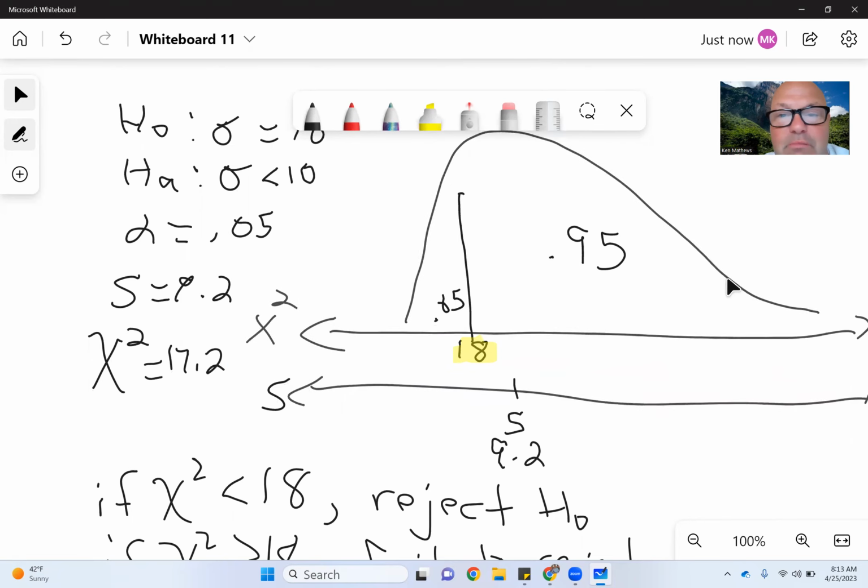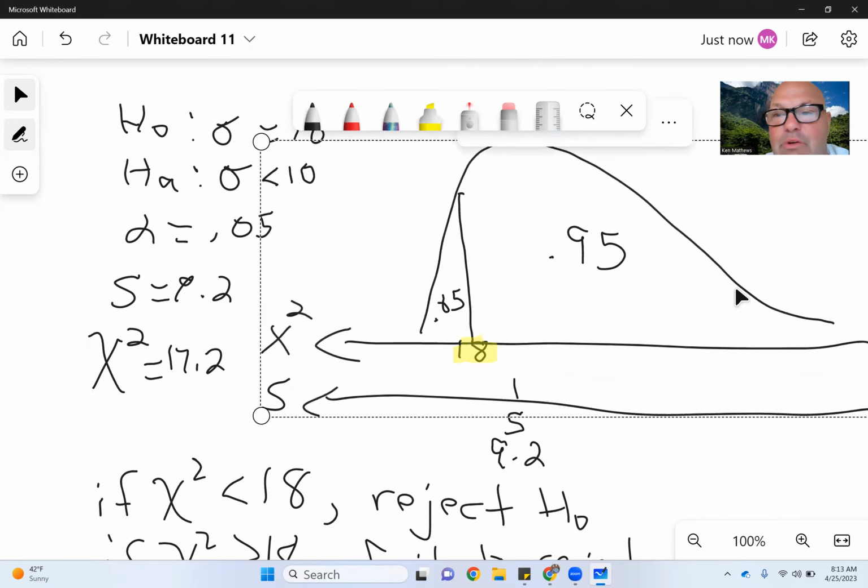And we're always going to have two axes. If we're testing standard deviation, it's going to be chi-squared and standard deviation. If it's mean, it's going to be t and x bar. If it's proportion, it's going to be z and p. Okay, so I hope this is helpful for you.